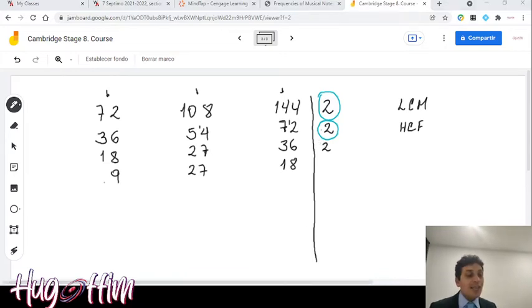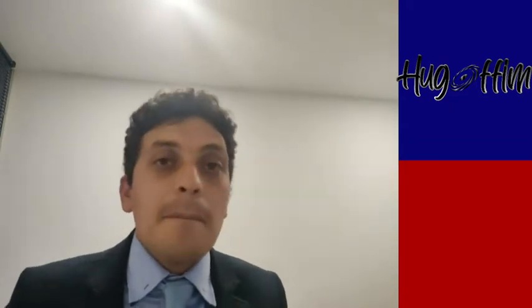And here is the cool thing when you work on this type of exercise. If you have common factors, we're going to circle them. But if they are not common factors, we're not going to circle them, and we're going to continue doing it until we find the lowest common multiple. So now, let's continue.